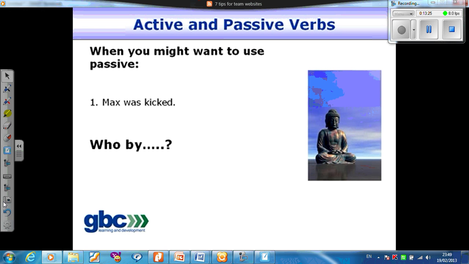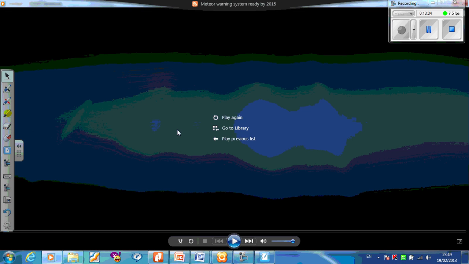There we have it, active and passive verbs. If you'd like to know more, why not get in touch, come on one of our GBC Learning training courses. Thank you.